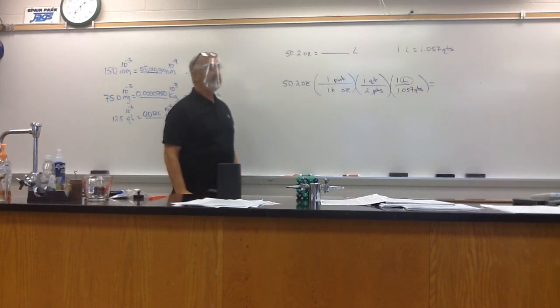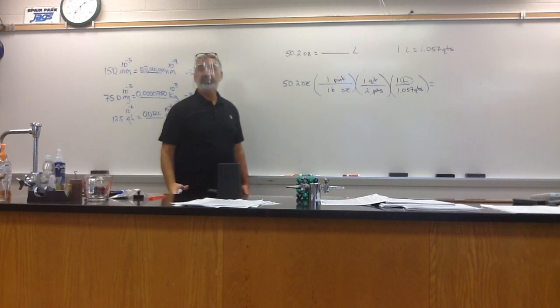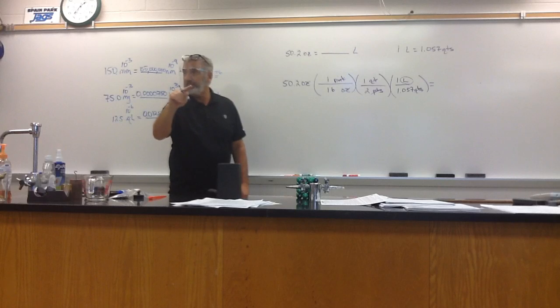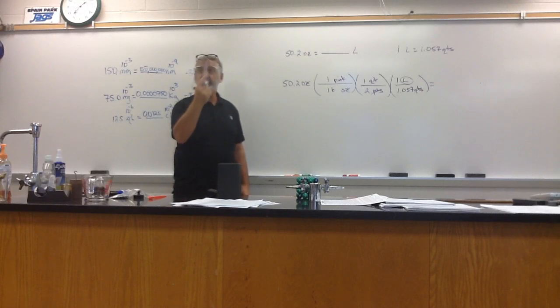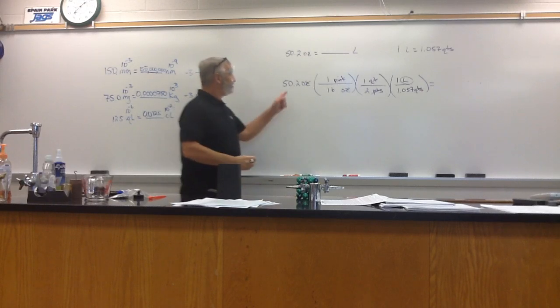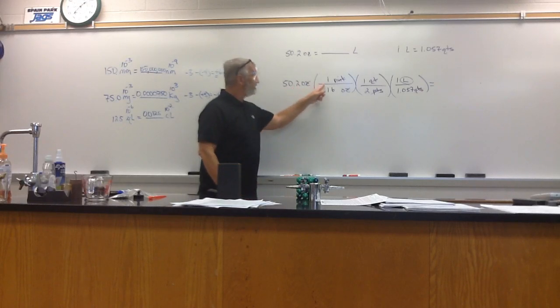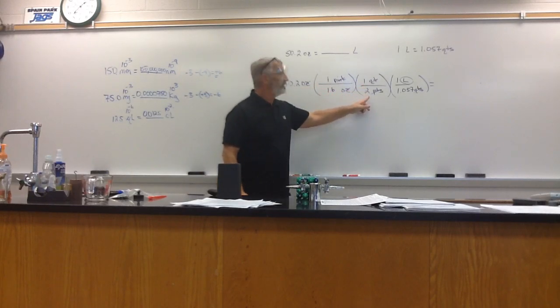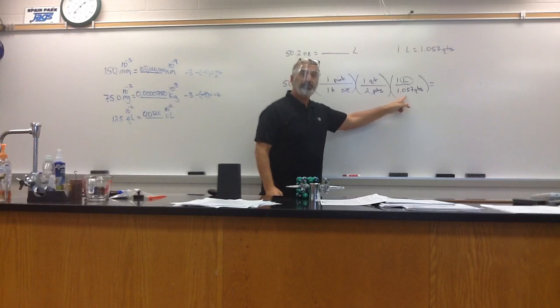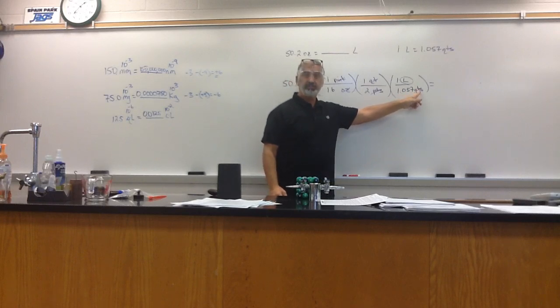Now, here's the deal on your calculator. You don't have to go across the top, write the number down, go across the bottom, write the number down, then divide the 2 out like you may have done in math class. If it's on the top, you multiply. If it's on the bottom, you divide. 50.2 divided by 16 divided by 2 divided by 1.057 equals. And it'll get you the answer on your calculator.